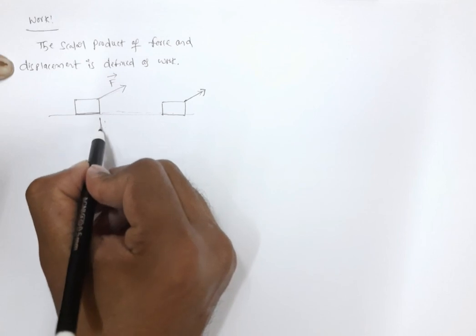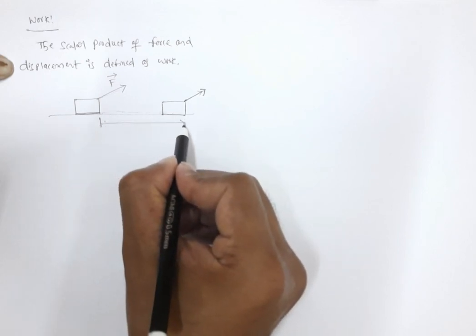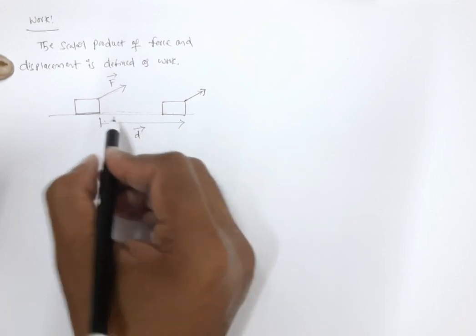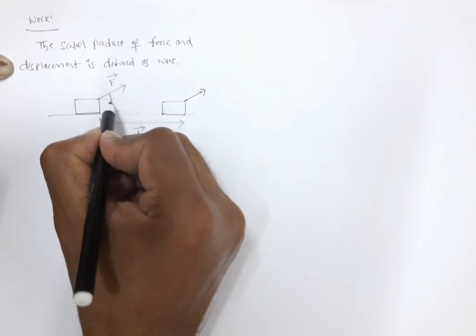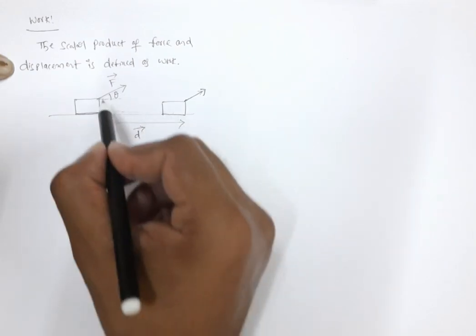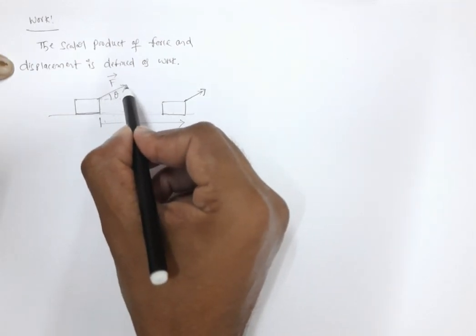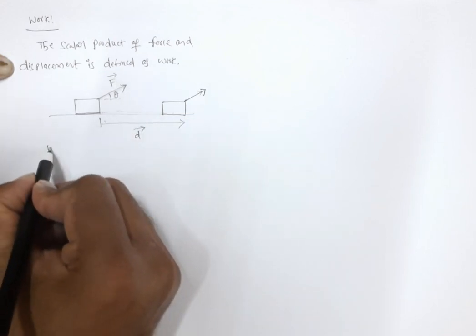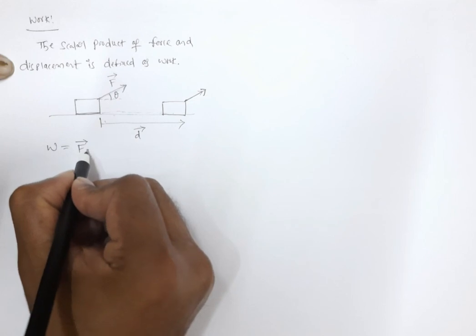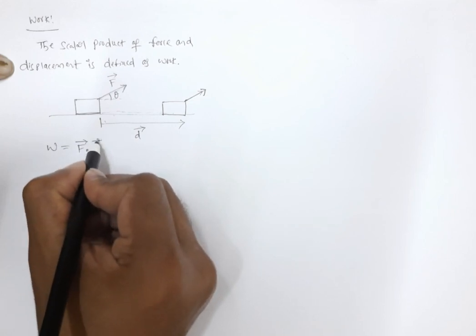And what is the displacement, guys? Here the displacement is from here to here. You can write this is d bar. And let's say this angle is theta. That means this is the displacement direction and this is the actual force acting, right? So here we define work done. Work done is the scalar product or the dot product of the force and displacement.